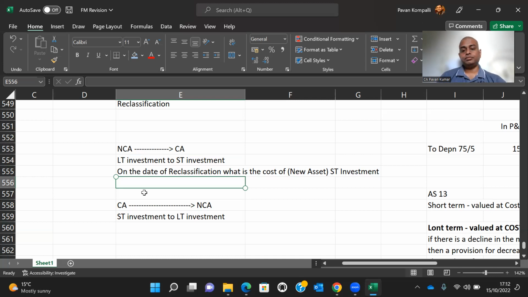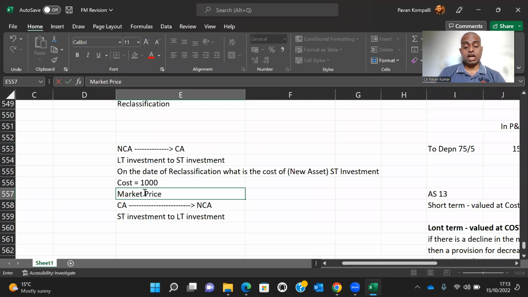What will be the cost? So simple. On the date of reclassification, what is cost? 1000. Imagine, what is market price? Sorry, long-term investment. Now, what is book value? Can book value be more than 1000? Guys, in this case, can book value be more than 1000?